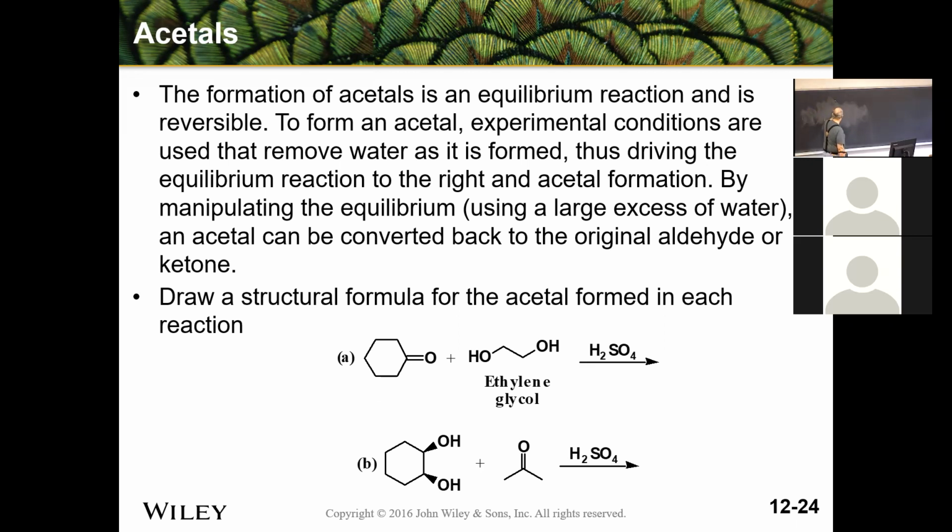Okay, similarly, the second problem. If we line up our two starting materials like this, we'll remove water. And that gives us this acetal.